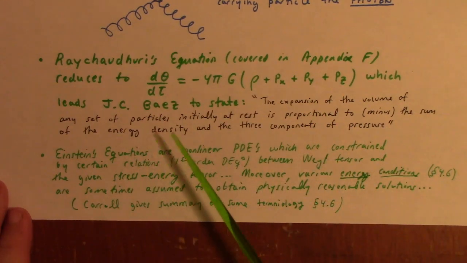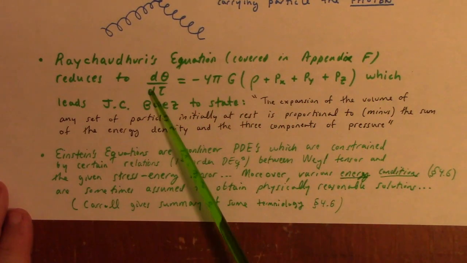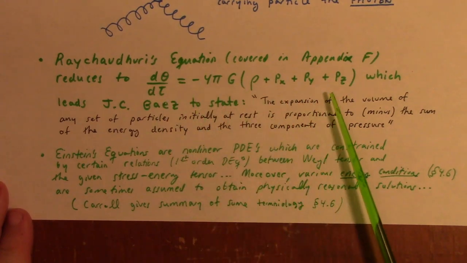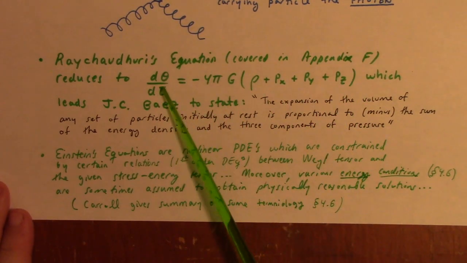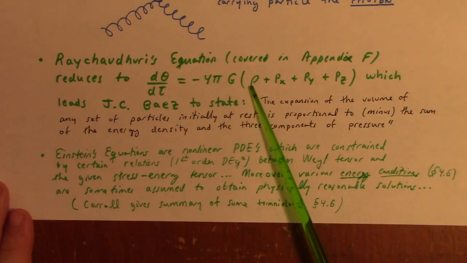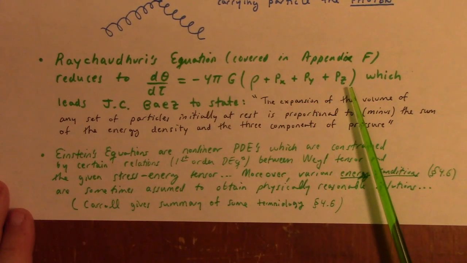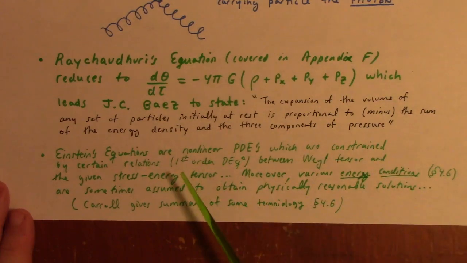But anyway, that's one thing, and this is essentially equivalent to Einstein's equation. So Einstein's equation says that the volume of space is contracting in the presence of energy and momentum. And more than that, we should notice that Einstein's equations are in fact nonlinear partial differential equations, which are constrained by certain relations: first order differential equations between the Weyl tensor and the given stress energy tensor. And there are also various energy conditions to consider, and you sometimes assume those to obtain physically reasonable solutions.